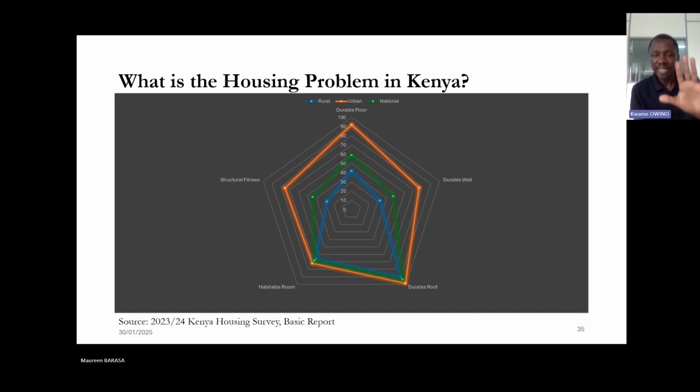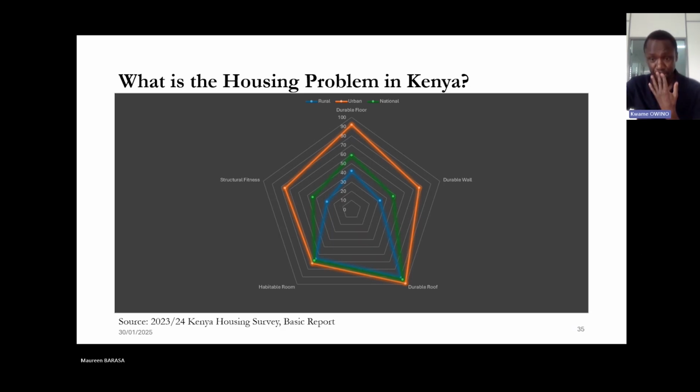So if we summarize, I think this picture helps us to summarize what the situation is, because a house is not just one thing. It is a structural factor. It's a structure that puts together many different things. So that's one. What's the housing problem in Kenya? I think it suggested we have a problem with habitability, with the structural integrity, and most importantly, with the durability of the wall.